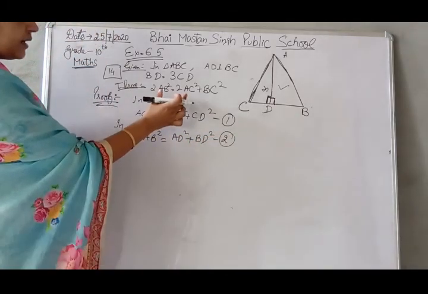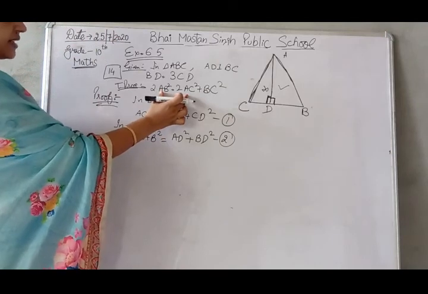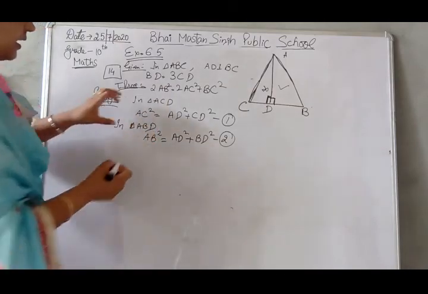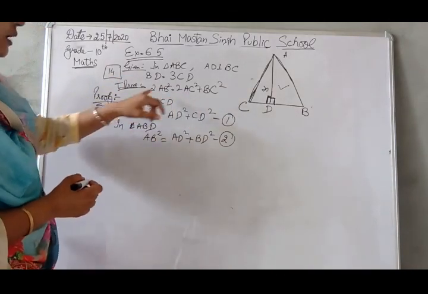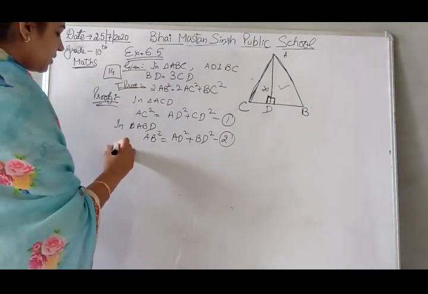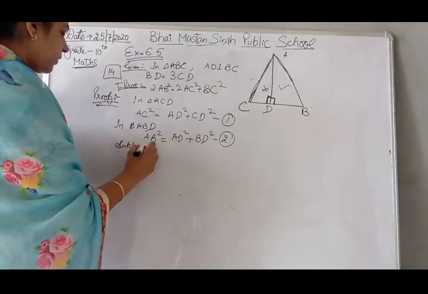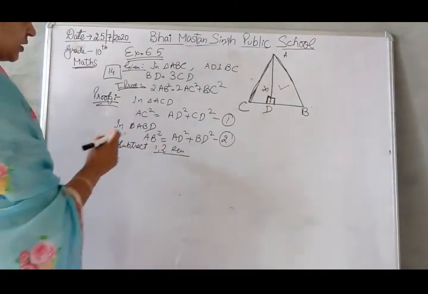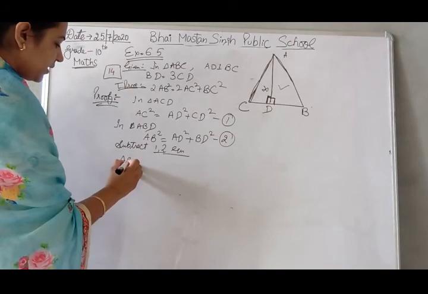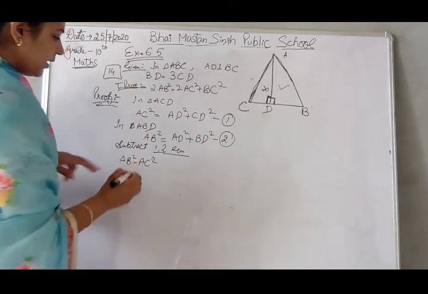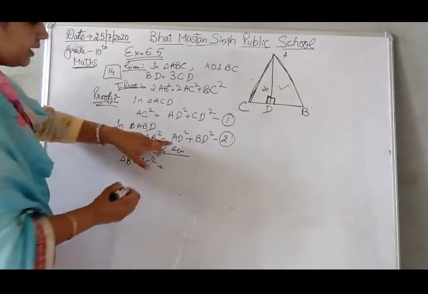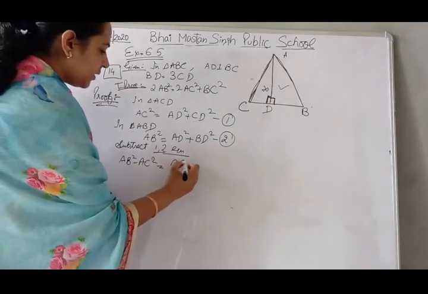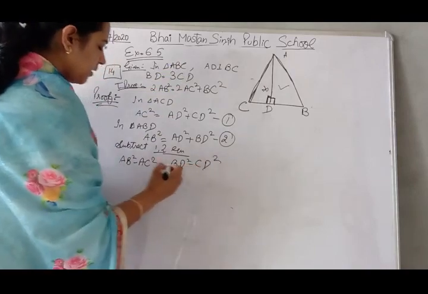Now look at the statement. I have AB and AC on different side. It means if AC comes on this side, it becomes negative. So I know that there is a negative sign between them. So I will subtract these equations. Subtract 1 and 2. Now AB square minus AC square. AD square minus AD square is 0. We will cut it. Next is BD square minus CD square.